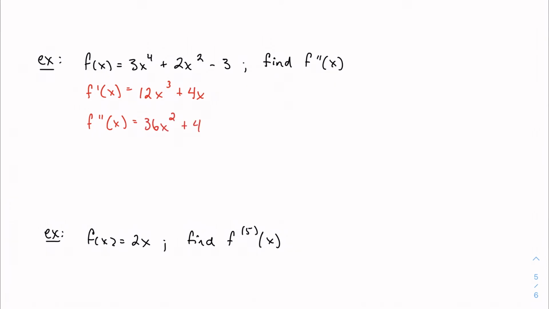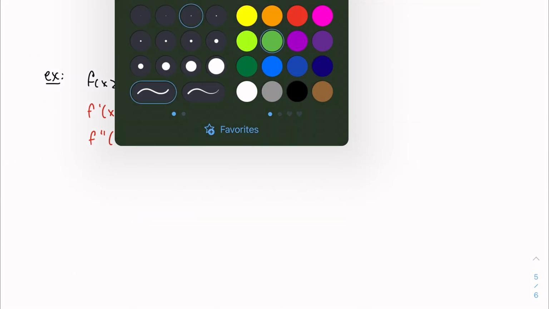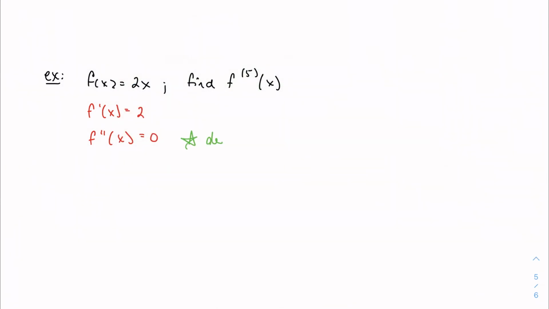And I could keep going if I wanted to. I could find the third and the fourth and the fifth. I could just keep on going, which is actually what we're going to do here. So the first derivative is 2. And the second derivative is 0. And well, I'm already stuck at a constant and 0. So any derivative I take past this point will still be 0, right? Derivative of any constant is still 0.